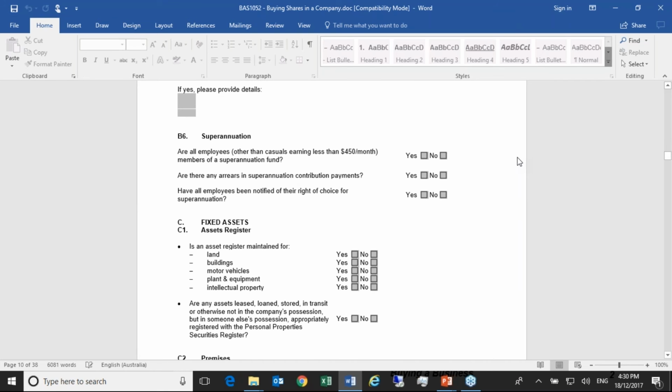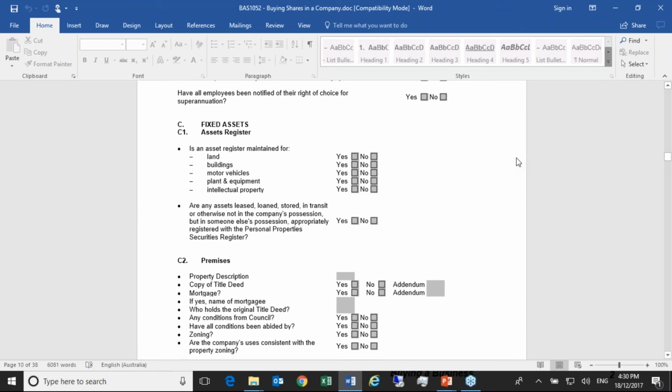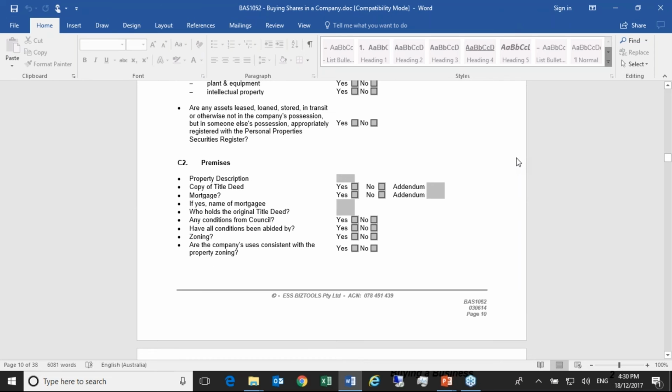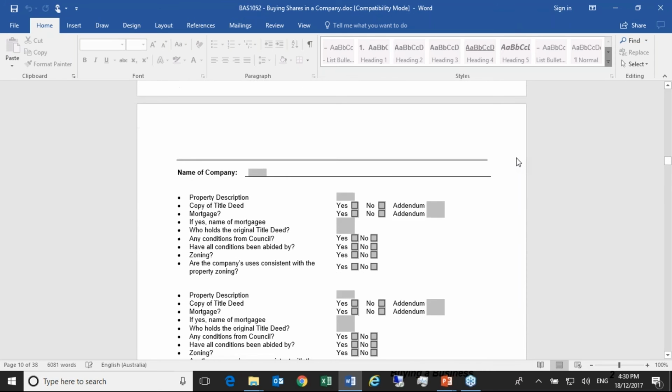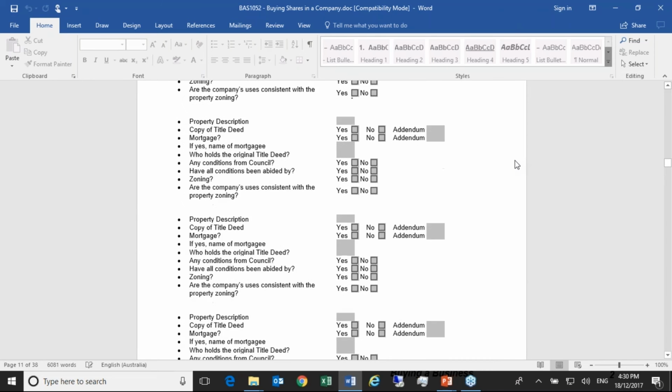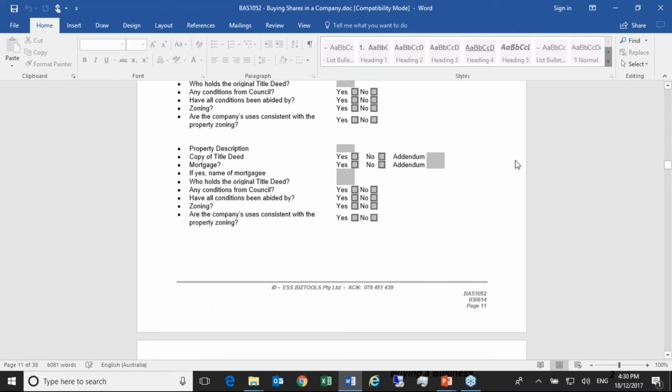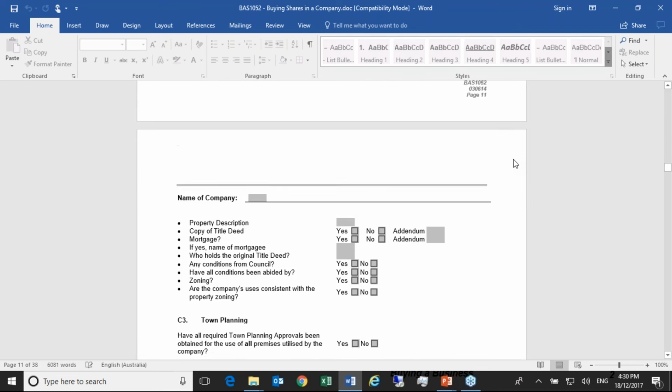Superannuation. Are superannuation payments up to date? And so this document goes on. It talks about the personal property securities register later on. What does the company do relative to their potential risk under the PPSR? Do they do anything? Do they have a system?